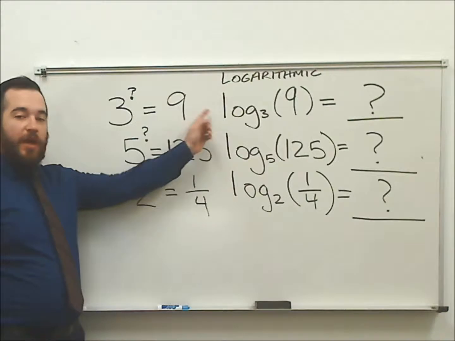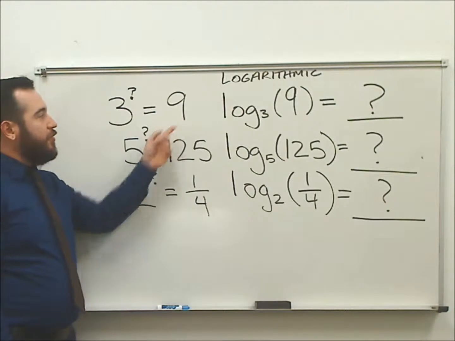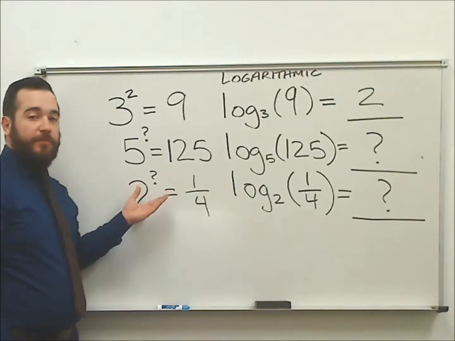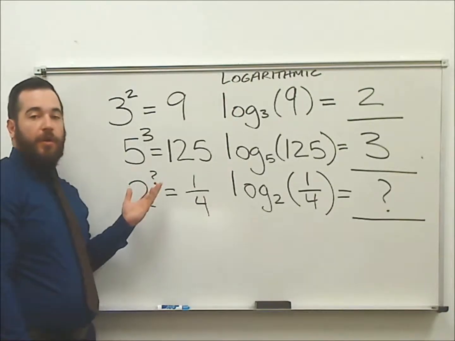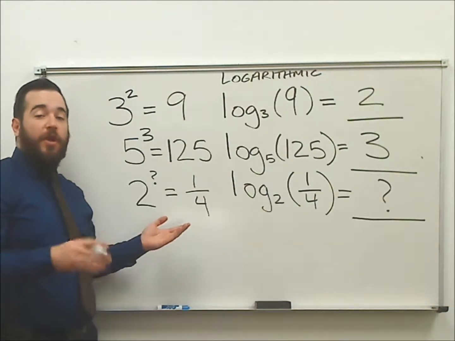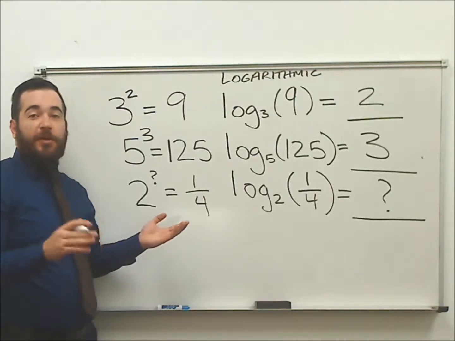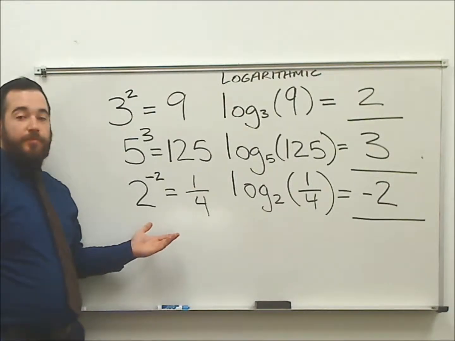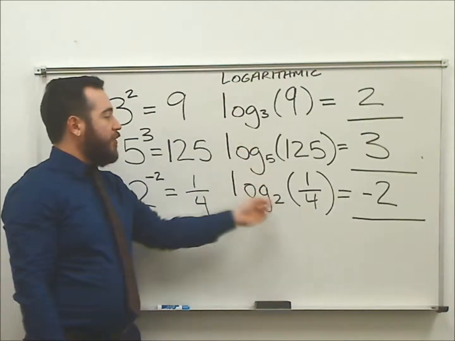So we can solve either one of these equations and get the same answer. So 3 to the what power equals 9? 2. 5 to the what power equals 125? 3. 5 cubed is 125. Lastly, 2 to what power equals 1/4? This one's a little bit different. Remember, negative exponents are good too. We know that 2 squared is 4, so 2 to the negative second is 1/4. So these are exponential forms, and these are logarithmic forms.